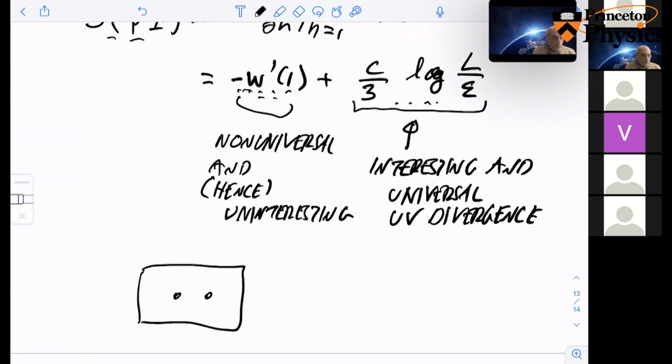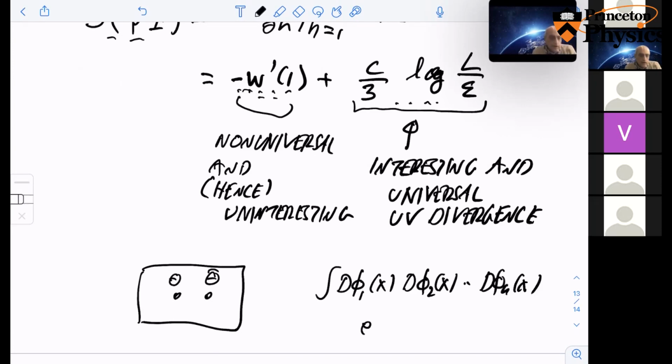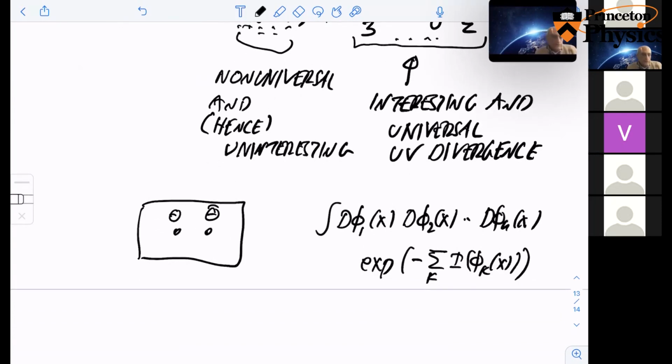Locally, the path integral in the presence of theta is just n copies of the original path integral. You're integrating over n identical fields. And the action is a sum over phi k of x, the same action for each. But that's actually only a local description. Phi is not single valued. The phi's are not well defined at the positions of theta.